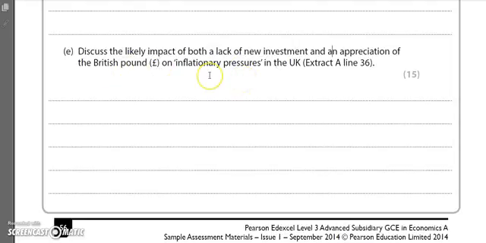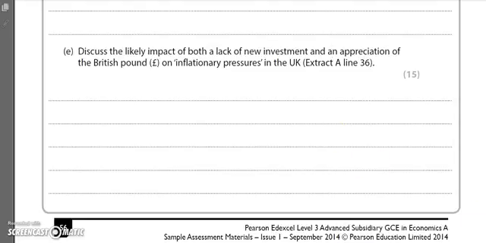Now, because it's discuss the likely impact, we're going to have to throw in a few evaluation points here. I could say that the pound appreciating, although that in itself could have an effect on lowering inflation, AD is made up of a number of different components, and in fact imports and exports are not the biggest part, it's consumption that's the biggest part. And so if consumer spending is increasing while the pound appreciates, this could still lead to demand pull inflation. So throwing in an evaluation point there, after explaining what both of those things are, that's going to be very helpful in increasing our marks.